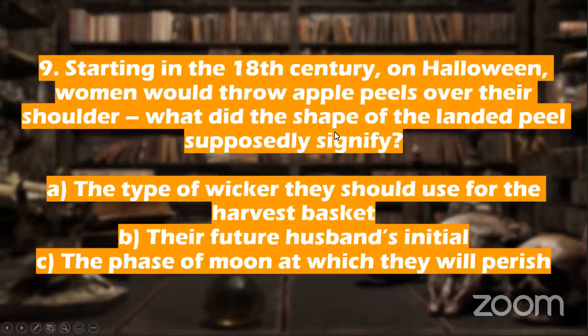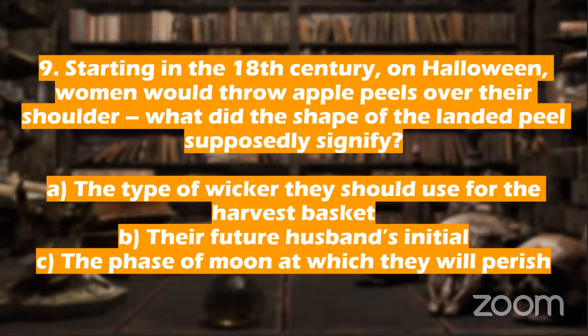Question number 9. Starting in the 18th century, on Halloween, women would throw apple peels over their shoulder. What did the shape of the landed peel supposedly signify? Was it A, the type of wicker they should use for the harvest basket? B, their future husband's initial? Or C, the phase of the moon at which they will perish?